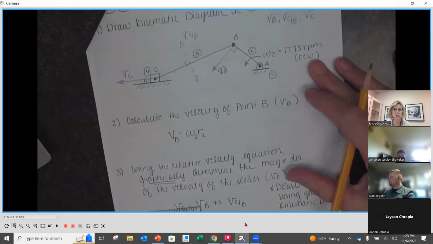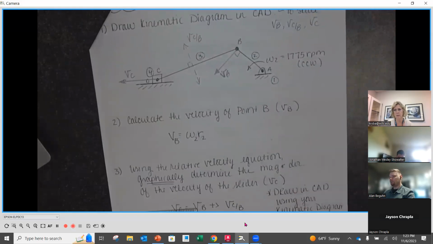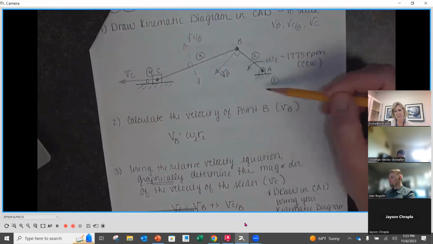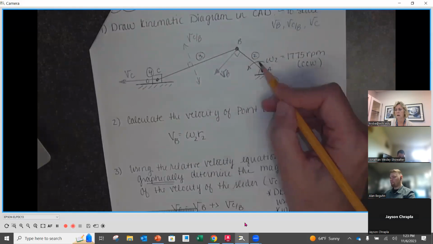So hopefully as you're looking at the diagram, I penciled mine in here. You should represent very closely what we see here. I always like to start at the start of things, which is going to be our link number 2 here, our crank. We know that it's going at 1775 RPM counterclockwise.